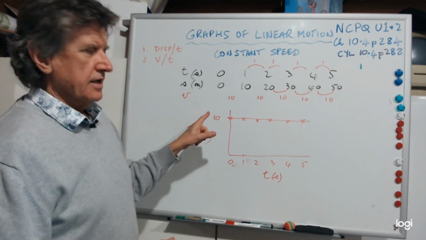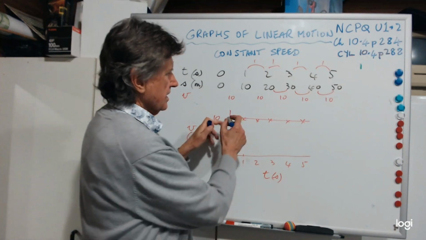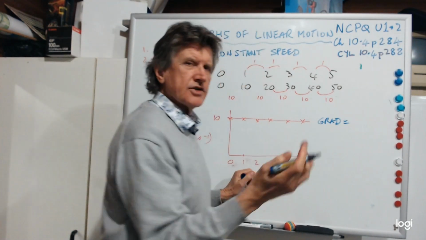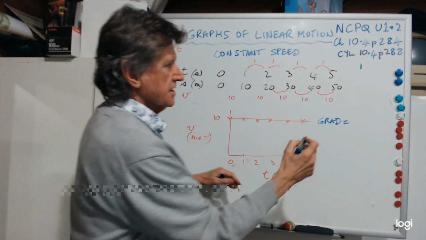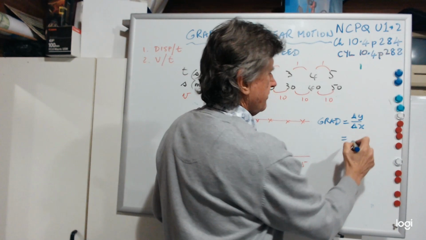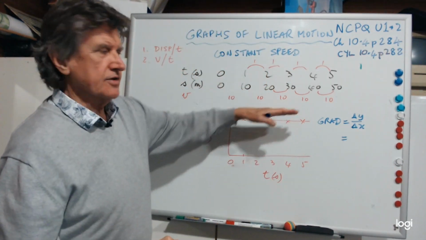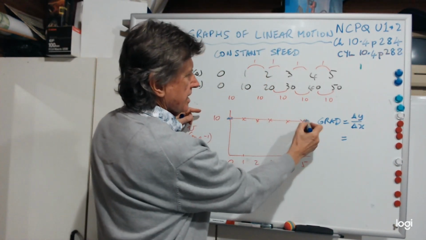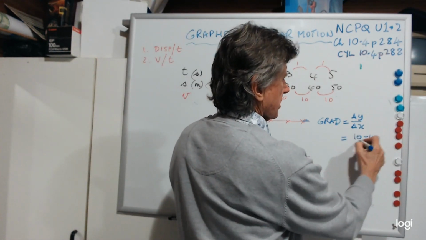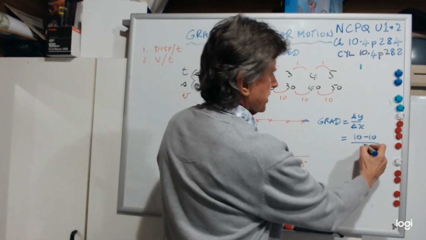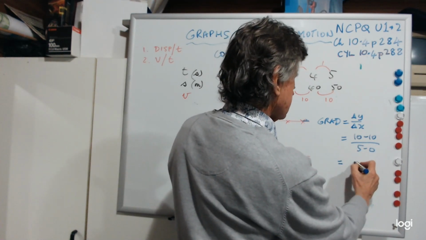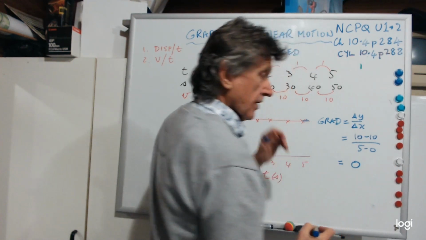Now, the gradient of that line, the gradient is change in y divided by change in x. So it's still the same old formula, but if you think about it, there's no change in y. It was 10 there and 10 there, so it's 10 minus 10, if you like, which is 0. The change in x is 5 minus 0. The gradient of that is 0.